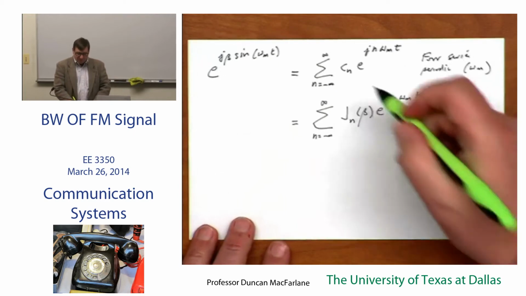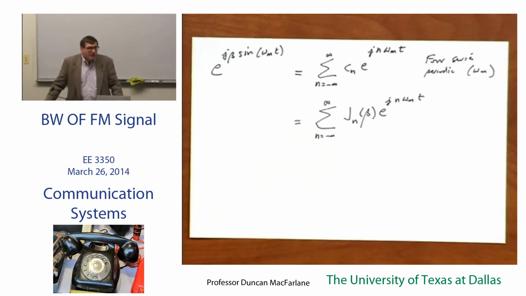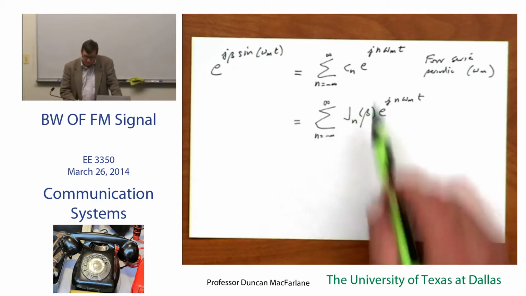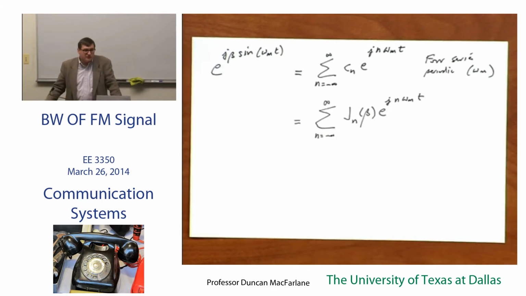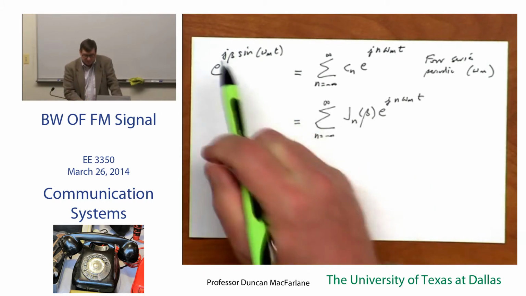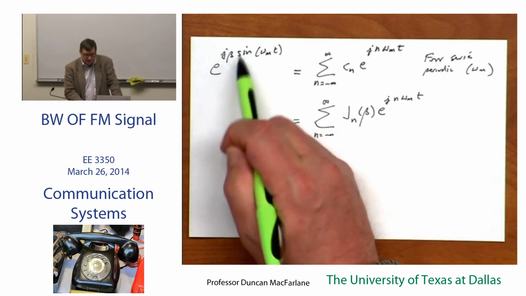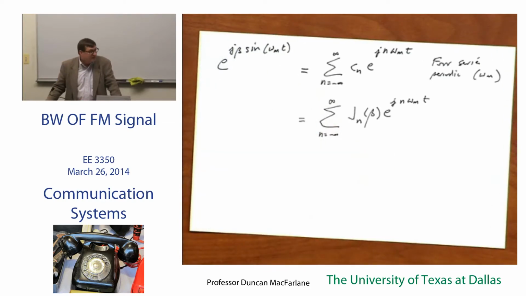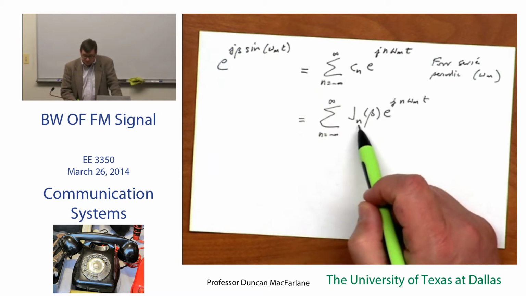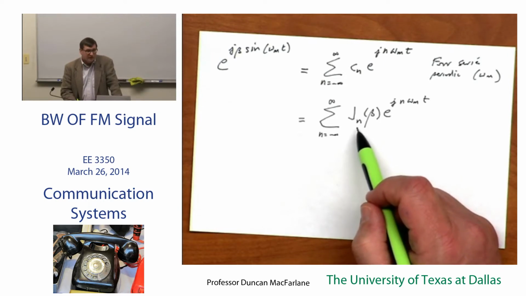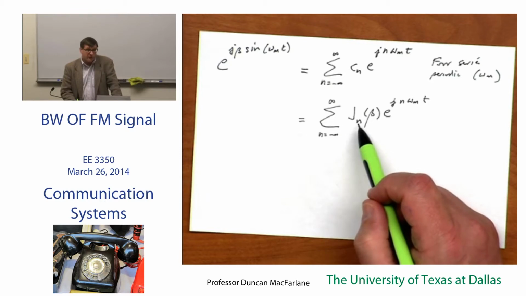Turns out that the coefficients of that Fourier series are given by the Bessel functions. The Bessel function of beta, this factor here, which is our deviation ratio. So there is a J0, a J1, a J2, a J3, a J4, a J5, a J6, a J27, a J minus 27.